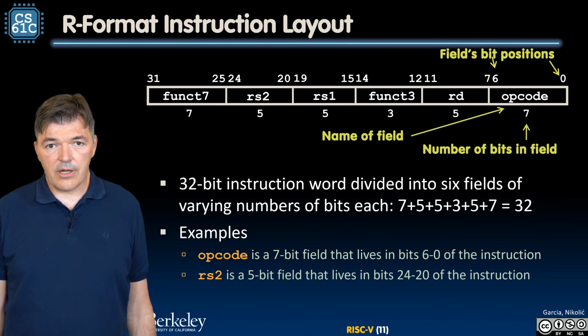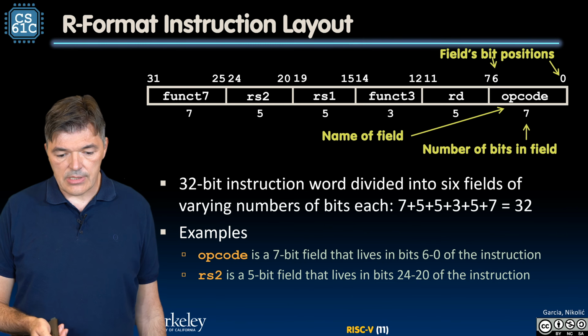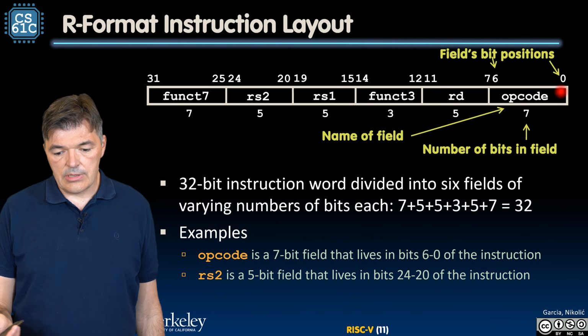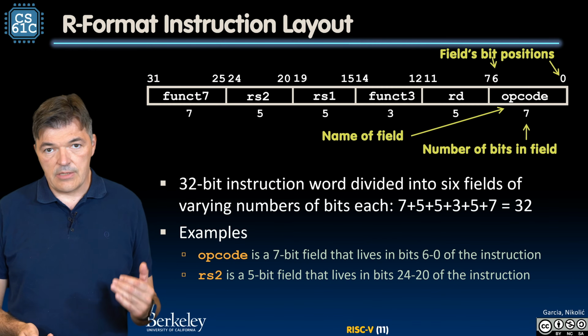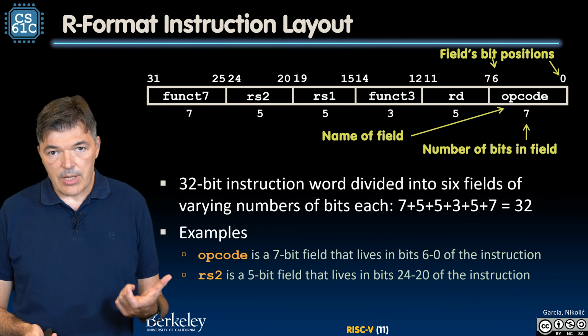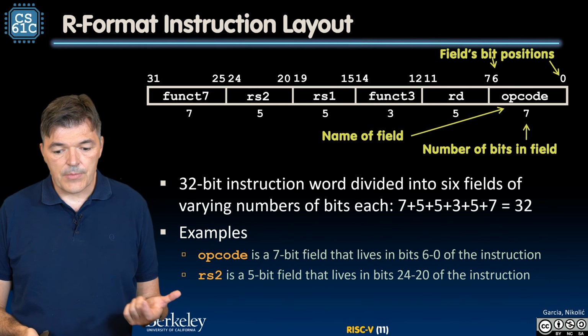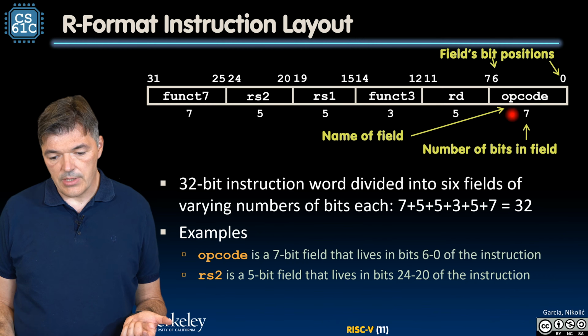In the R-format layout, each instruction is 32 bits wide, so it covers bits 0 to 31. It is divided into variable-width fields that sum up to a total of 32 bits. On the bottom, at the least significant bits, we have the opcode. The opcode is 7 bits wide and occupies bit positions 0 to 6.